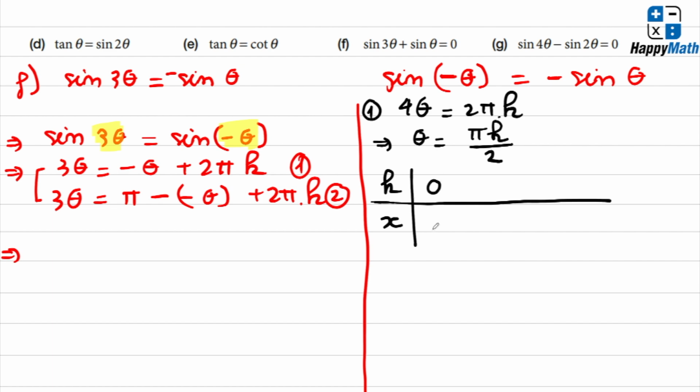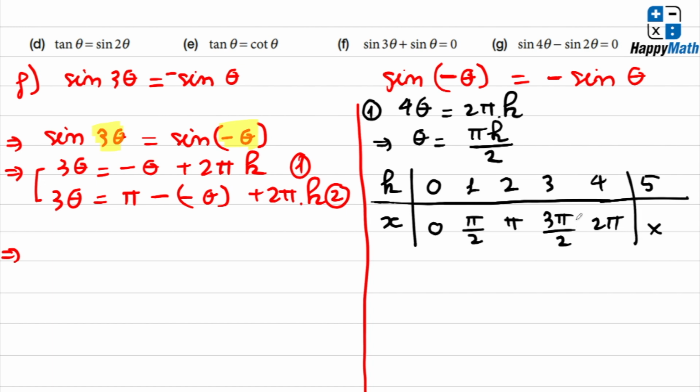0 here, this is 0. 1 here, pi over 2. 2 here, pi. 3 here, 3 pi over 2. 4 here, 2 pi, and 5? No, that cannot be a right answer because it will be larger than 2 pi. The first equation gives 5 solutions.